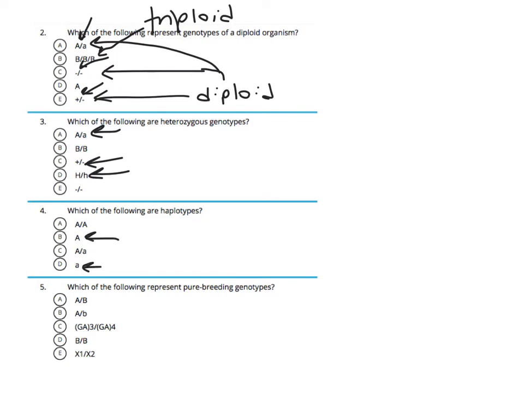So a single allele designation, in this case a single letter or a plus by itself, would be a haplotype. That might be the designation you give to a gene that you're talking about in gametes, for example. Haploid genotype, a haplotype.